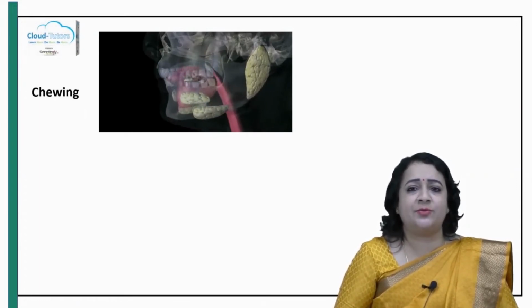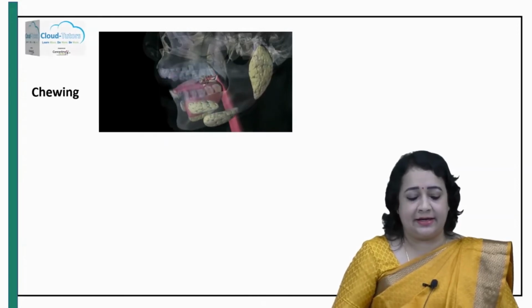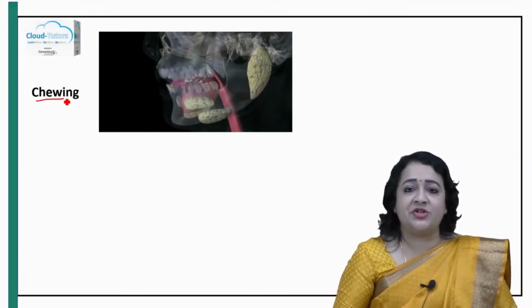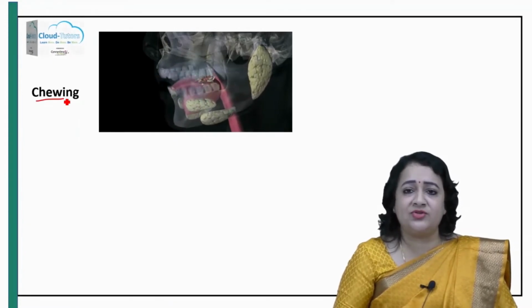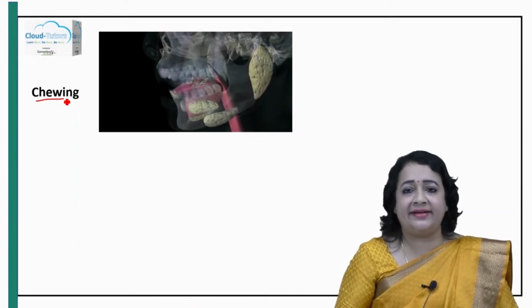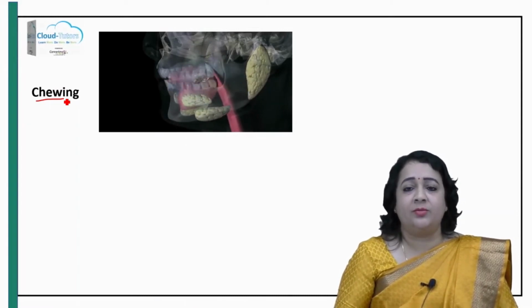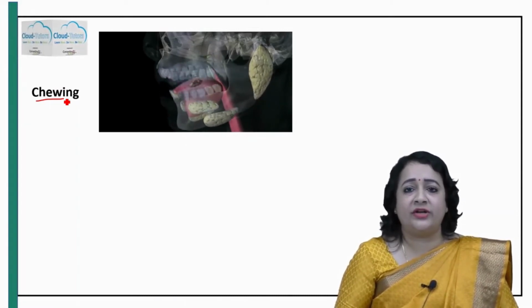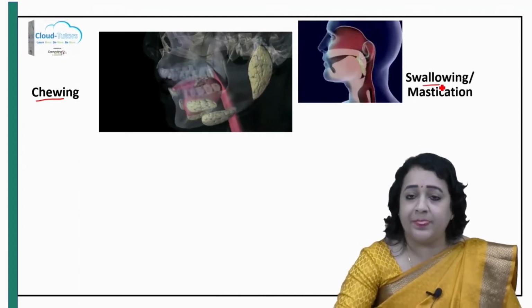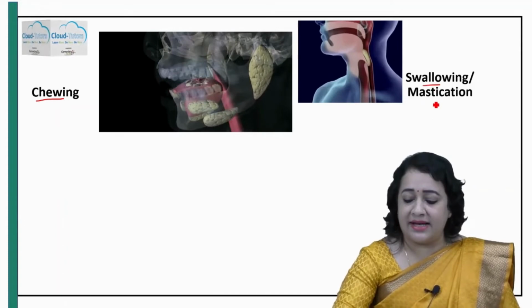Let's understand the process of digestion in detail now. So first is the chewing of the food, so that the larger particles will be broken down into smaller ones. While chewing, teeth and tongue play a very important role. Both teeth and tongue are involved in the chewing process. After chewing, we have swallowing. Swallowing is also called mastication.